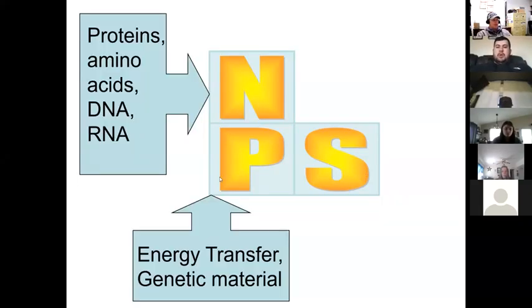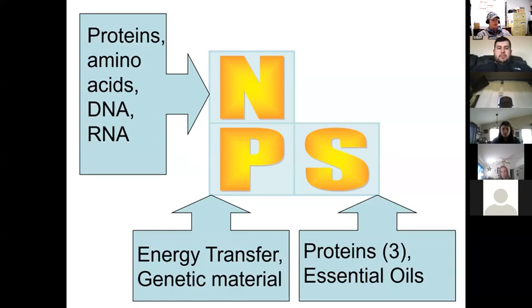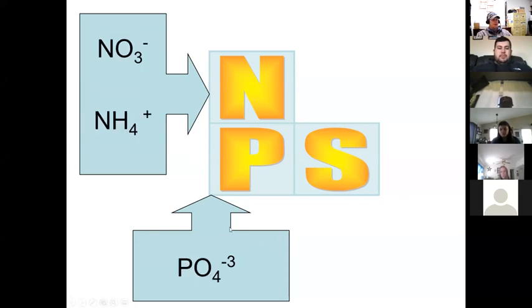Okay, so energy transfer and also an important component in genetic material. And sulfur, we'll get there in just a second. Before that, P is taken up in various forms, but it usually takes an orthophosphate type form. So again, negatively charged phosphorus with some oxygens. Sometimes there's some hydrogens in there as well, but we'll talk about that in another class.